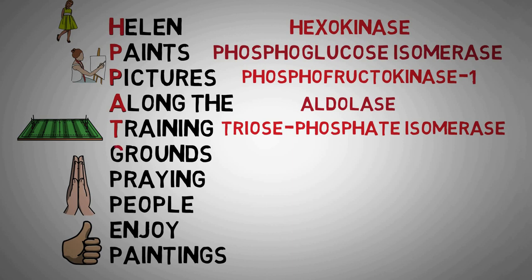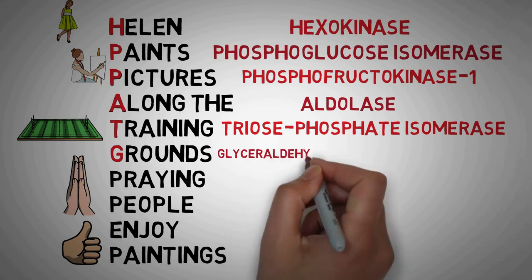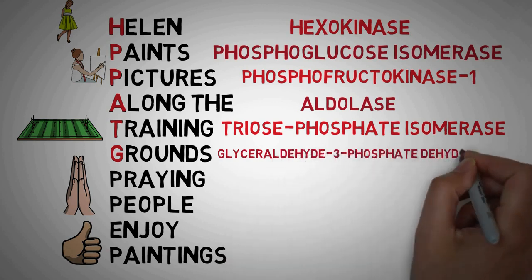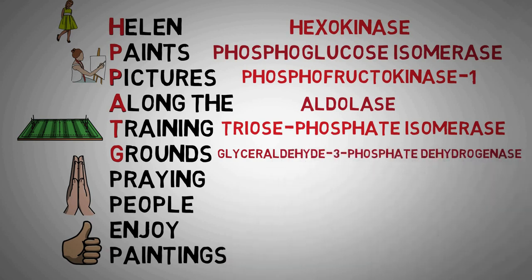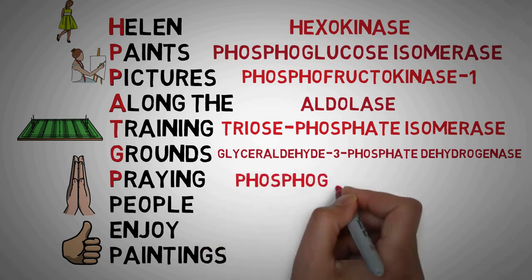The next word we have in our mnemonic is ground, which starts with G. The G here stands for our next enzyme in glycolysis, which is glyceraldehyde 3-phosphate dehydrogenase. This enzyme converts glyceraldehyde 3-phosphate to 1,3-bisphosphoglycerate.